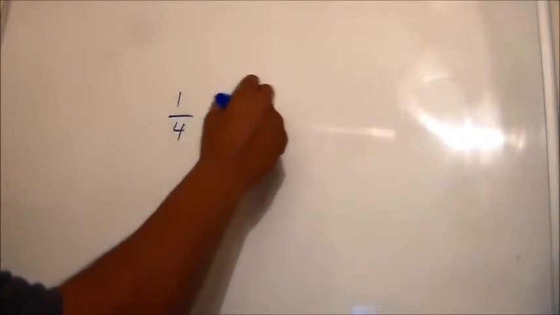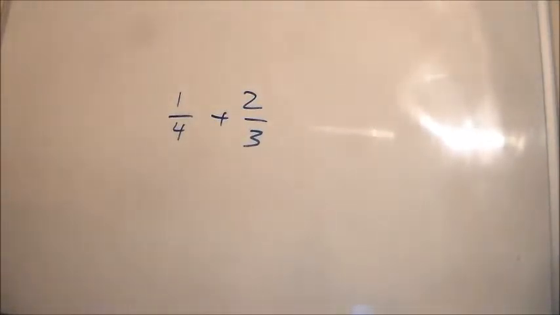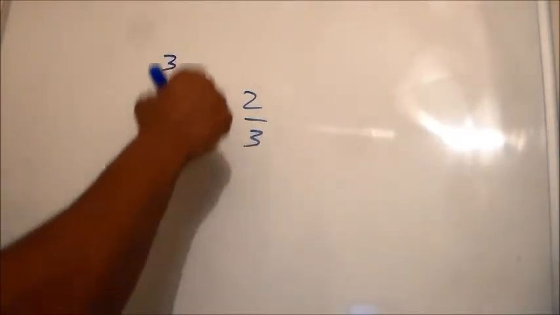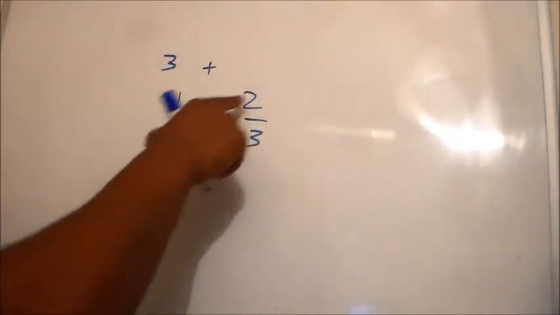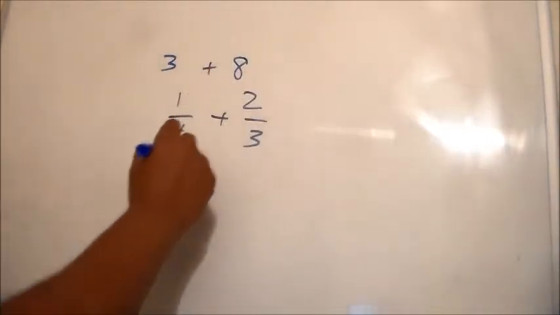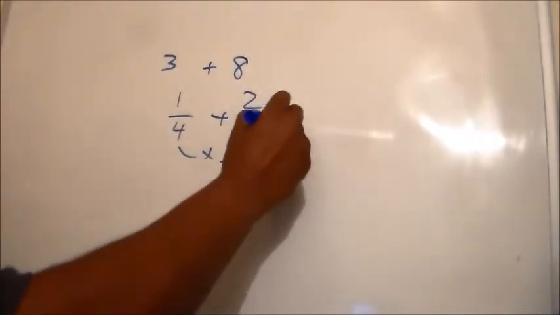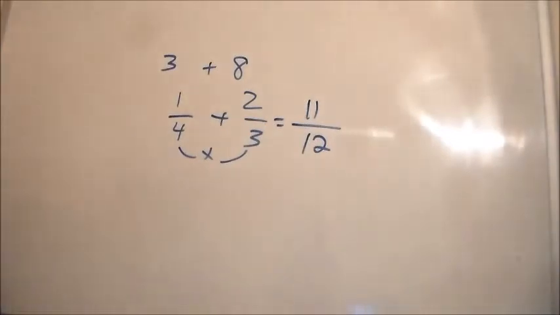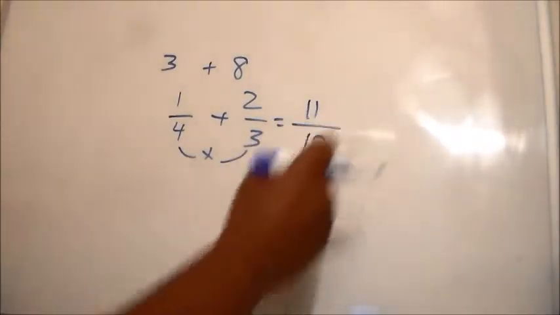Okay. Let's try another one. 1 over 4 plus 2 thirds. 3 times 1 is 3, keeping the addition sign. 4 times 2 is 8. And then 4 times 3 is 12, plus 1, 11 twelfths is the answer. It cannot be reduced any further.